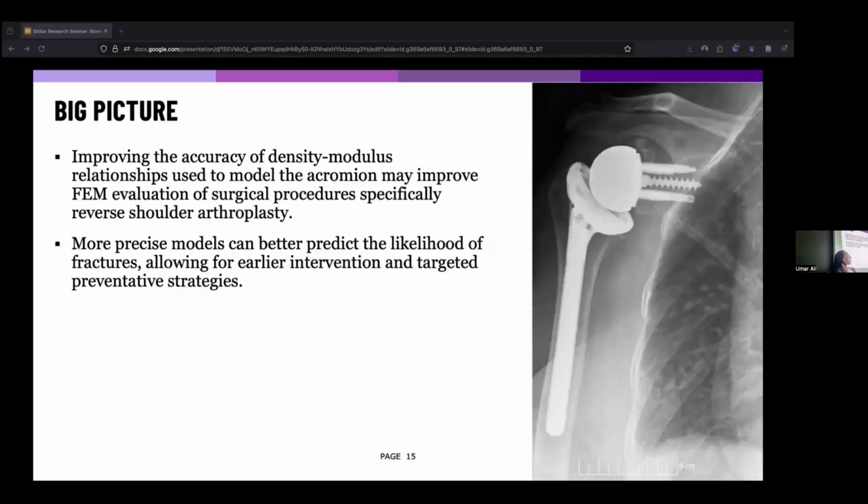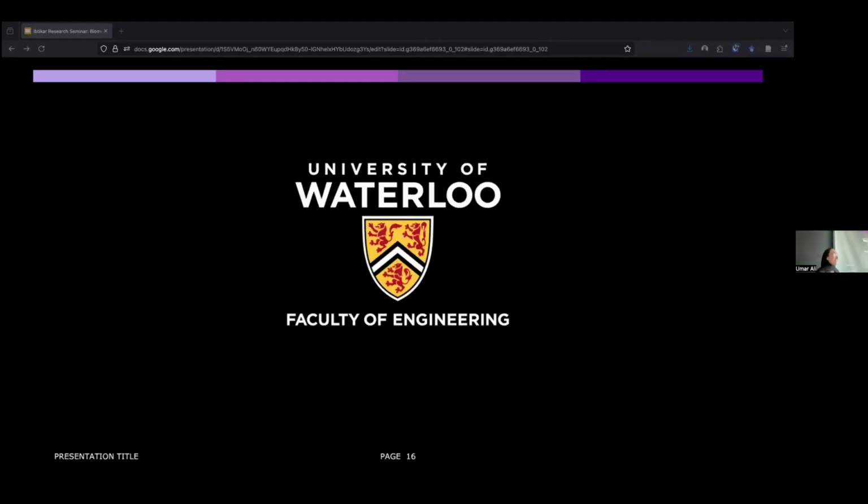And just as a little big picture, improving the accuracy of density modulus relationships really improves surgeons' tools, as you can use it to model the chromium and improve FEM evaluation of surgical procedures. So we can determine if these populations are safe to undergo certain surgeries. And more precise models can better predict the likelihood of fractures, allowing for earlier intervention and targeted preventive strategies. Thank you.